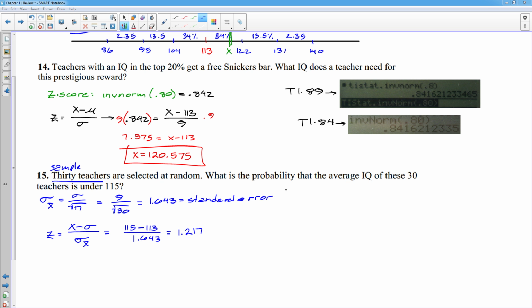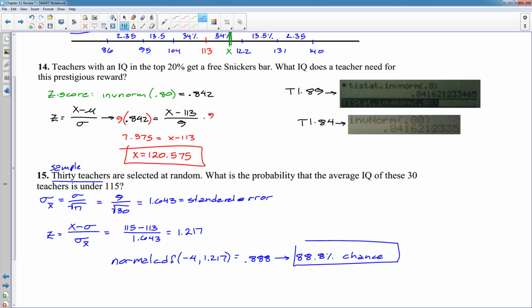And you get 1.217, and then to find the probability that the average is under 115, we'll do normal CDF in the calculator, normal CDF, -4, comma, 1.217, and when I do that, we will get 0.888. So that means there is an 88.8% chance that the average IQ of those 30 teachers is under 115.